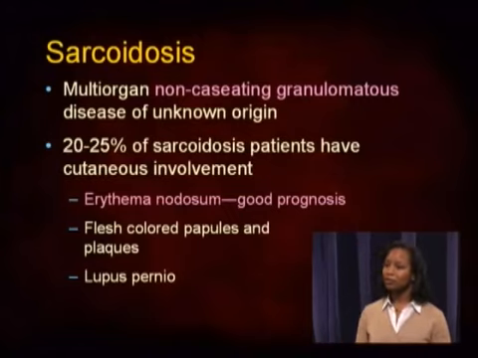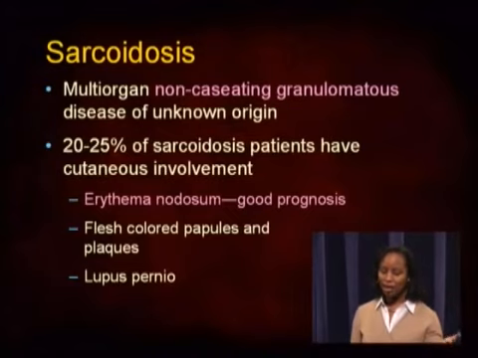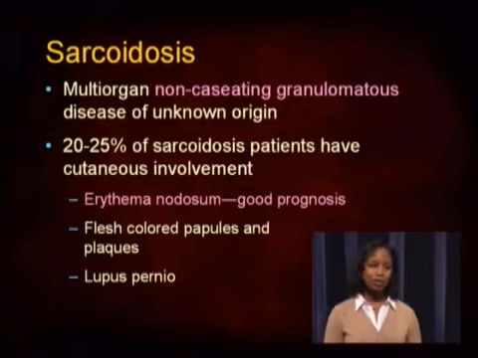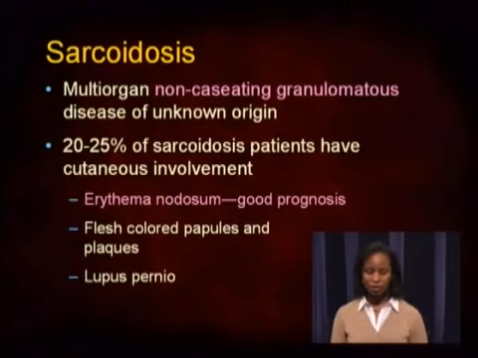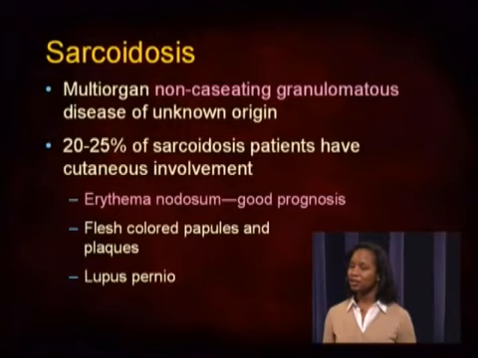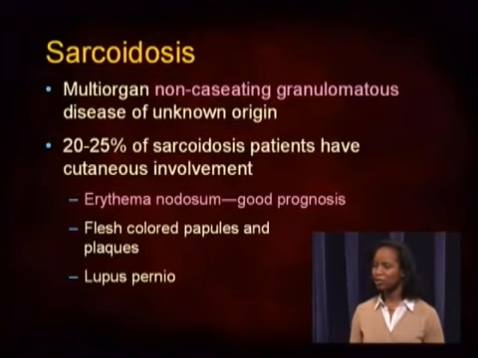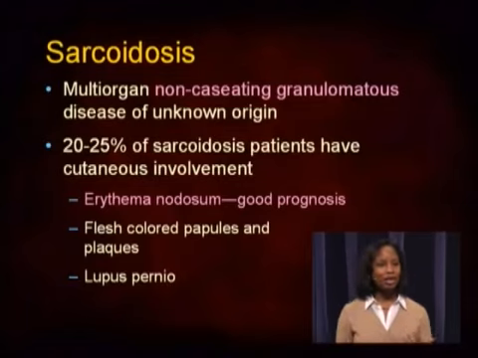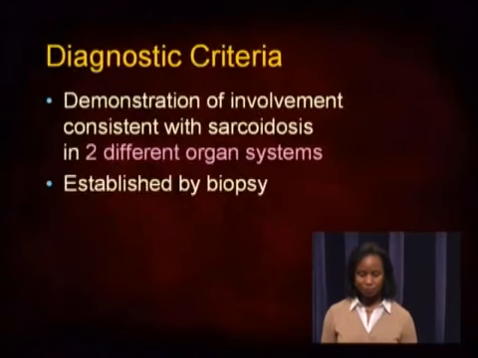There are some specific findings related to those granulomas or sarcoidosis in the skin, and then there are also some associated features like erythema nodosum. And when patients with sarcoidosis have erythema nodosum, that portends a better prognosis than for patients who don't have it. Typically, the lesions of sarcoidosis in the skin are kind of flesh-colored papules, and we'll see some examples of that in just a minute. And then lupus pernio is sarcoidosis involving the nose and the earlobes in particular.